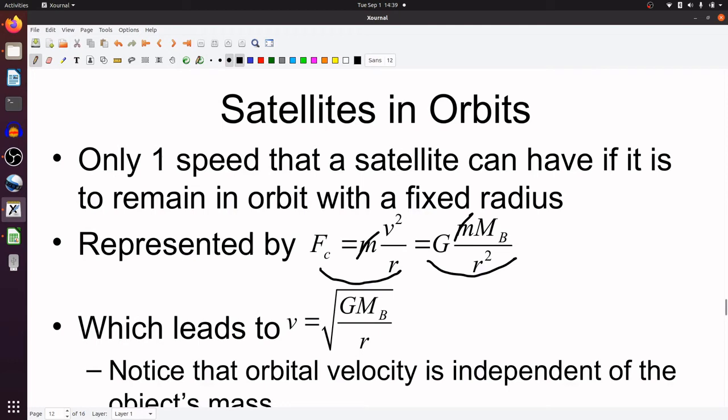G, of course, is your universal gravitational constant. I use the term m_b, which means the mass of the body that you're rotating around, whether it be sun, earth, moon, etc. And then the radius will be the total radius, we'll say orbital radius, because you'll need to factor in the radius of the planet plus whatever height you're at. More on that later.